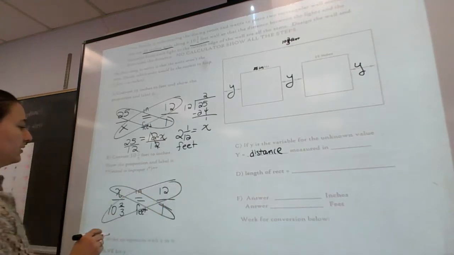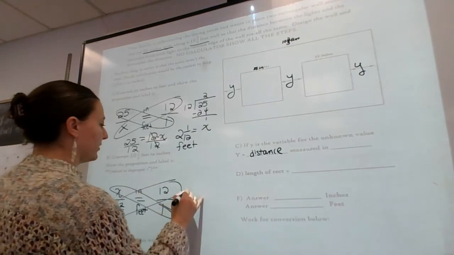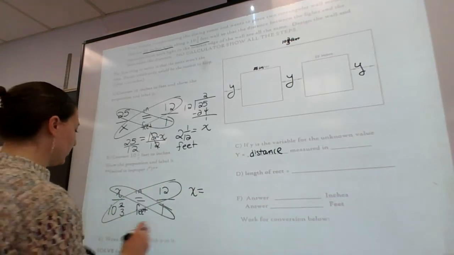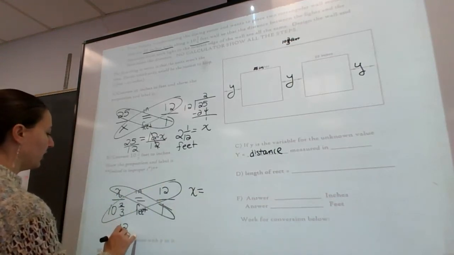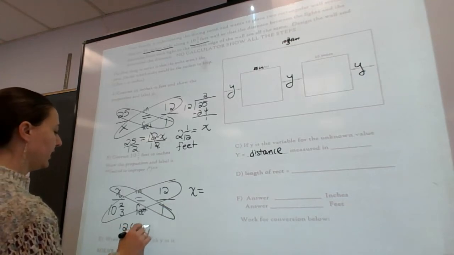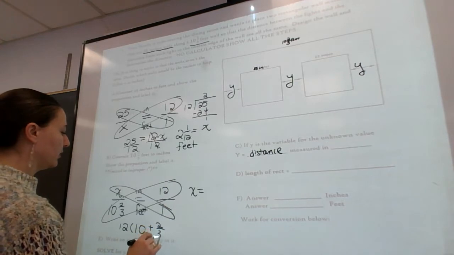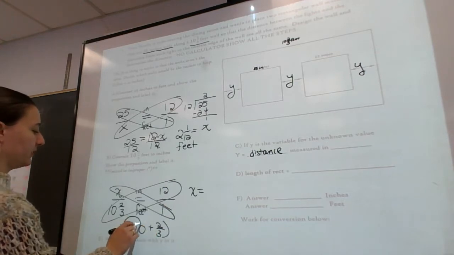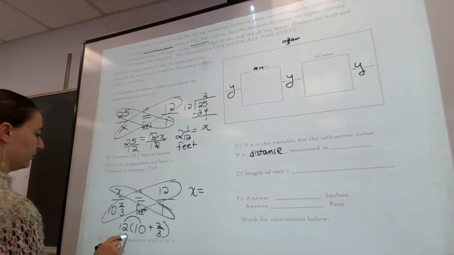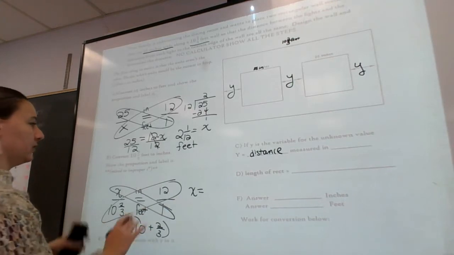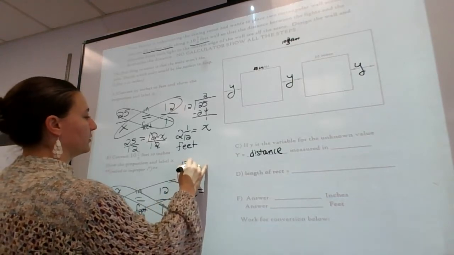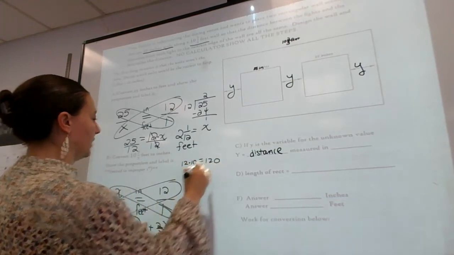This one's pretty easy. X times 1 is X. And then I got 12 times 10 2/3. I'm going to use distributive property. 12 times 10 and 12 times 2/3. 12 times 10 is 120.